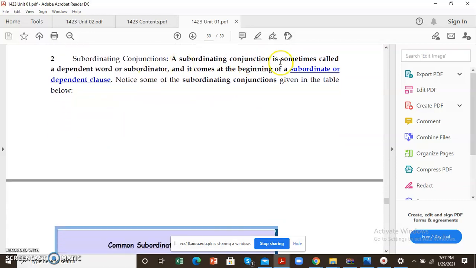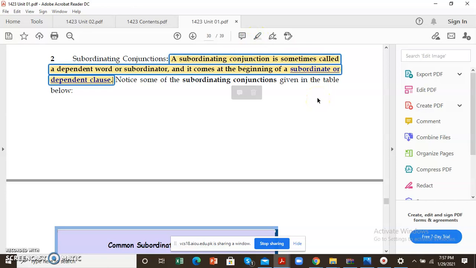A subordinating conjunction is sometimes called a dependent word or subordinator, and it comes at the beginning of a subordinate or dependent clause. So students, you can take a look at this definition, which is extremely important, right? A subordinating conjunction is sometimes called a dependent word, which means it is subordinate, dependent, and it comes at the beginning of a subordinate or dependent clause, right at the beginning.